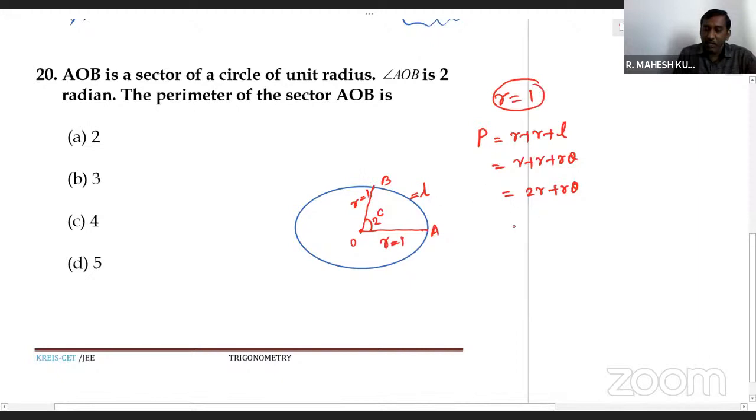Clear? So now it is going to be 2 into 1 plus again 1 into theta, which is 2 radian. So it is going to be 2 plus 2. Perimeter of the sector is going to be 4 units you are going to get. So option C is going to be the correct answer for this.